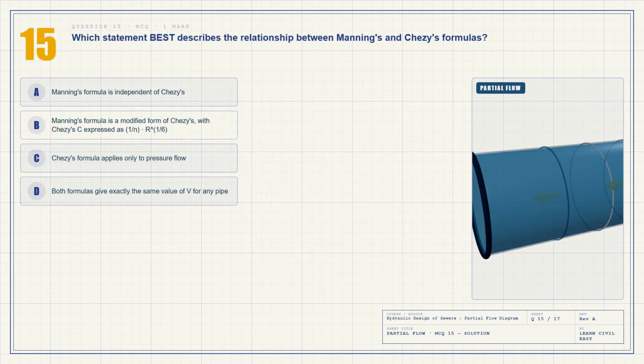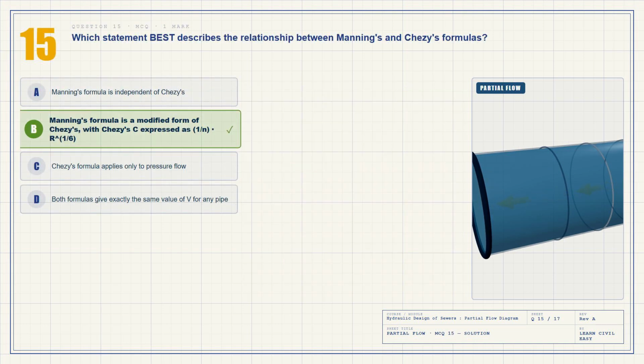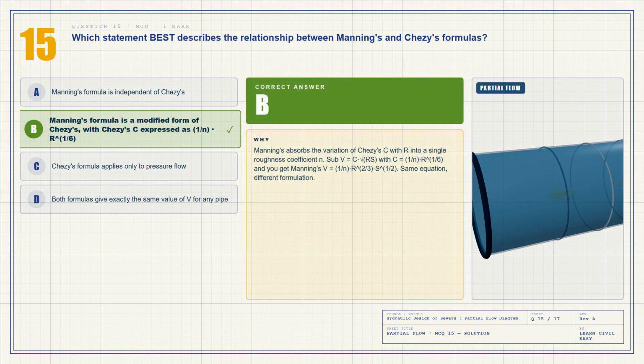Question 15. The correct answer is B. Manning's formula is a modified form of Chezy's, with Chezy's coefficient C expressed as 1 over n times R to the 1/6. In other words, Manning has absorbed the variation of Chezy's C with hydraulic radius into a fixed roughness coefficient n, which depends only on pipe material.